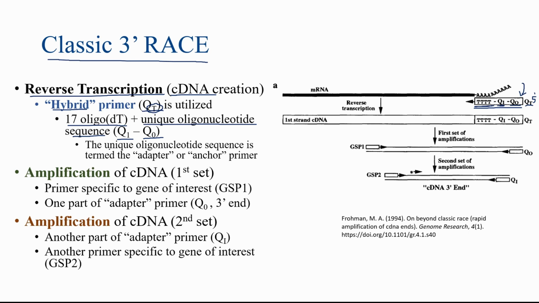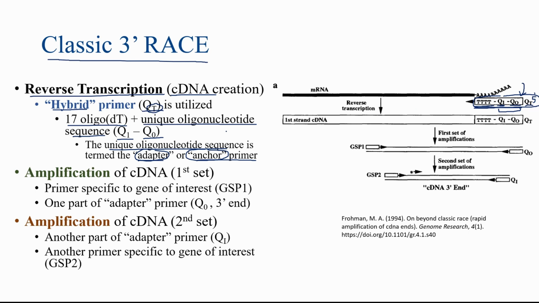Now, importantly, the unique oligonucleotide sequence, that is the QI and the QO, is termed the adapter or anchor primer in various different research papers. So depending on the research paper and the author, they may call it an adapter primer or an anchor primer. Now, importantly, this together here is a single primer.